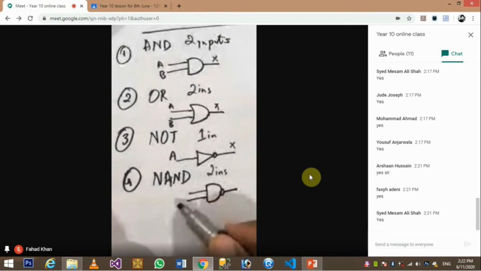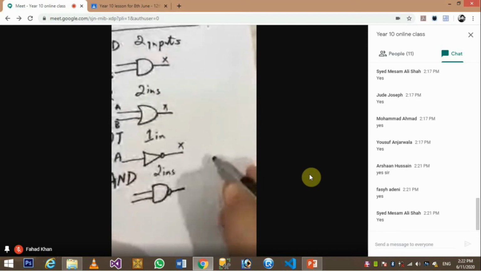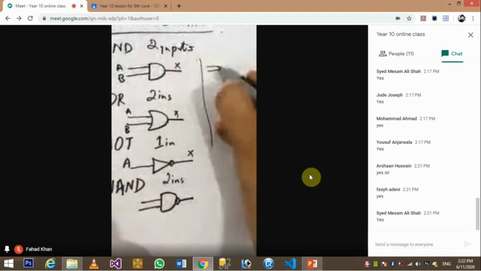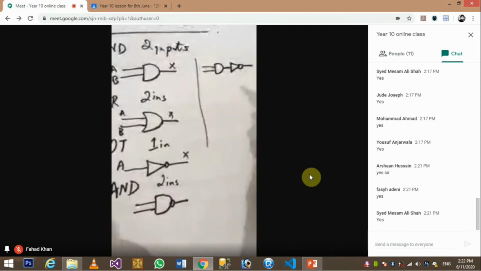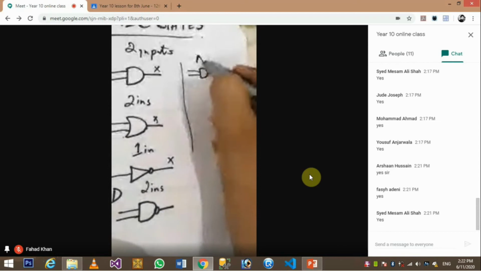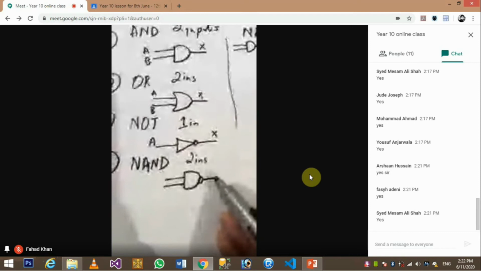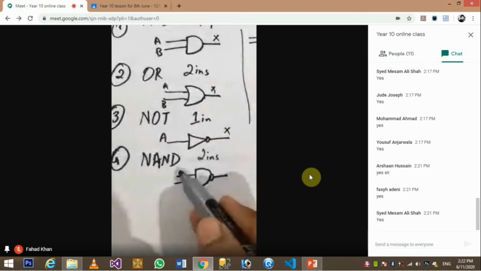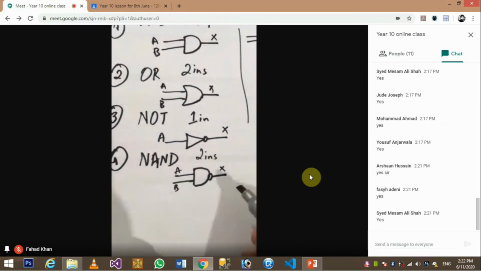So if we have an AND gate which is connected to the NOT gate, right? If we add these two, that would be the NAND. And how do we represent this NAND gate? Like this. It has two inputs, A, B, and the output is X, right?